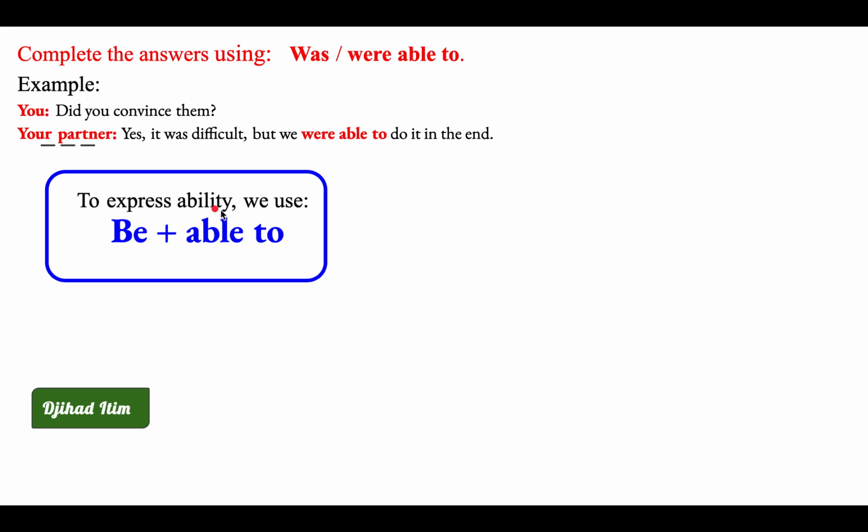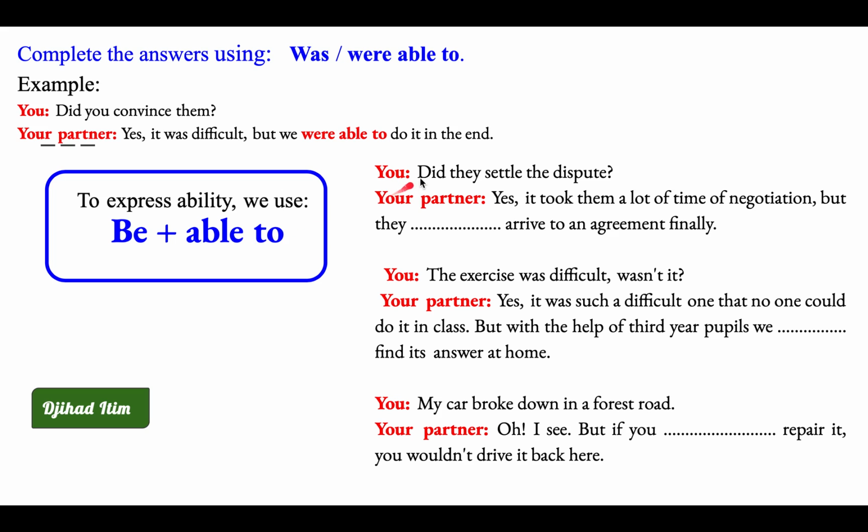To express ability, we use this form: the verb to be plus able to. Okay, be plus able to. You and your partner, and complete. Pause, do, get back.